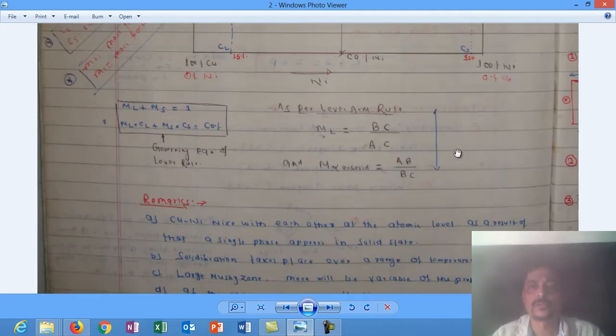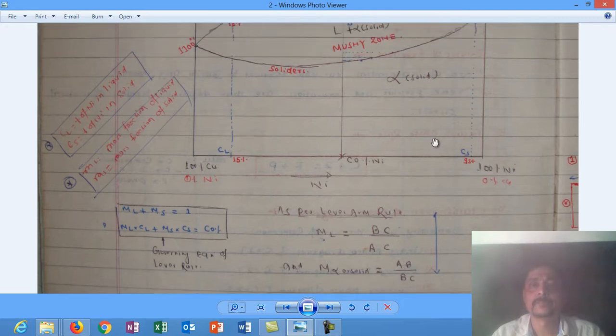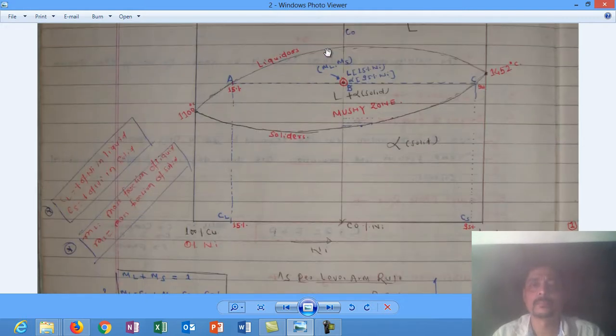Solidification takes place over a range of temperature. At a certain range, the solidification takes place. Okay, now this is the mushy zone. We are coming to it now. This is the mushy zone. This complete zone is called the mushy zone.